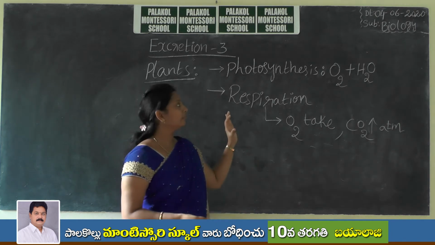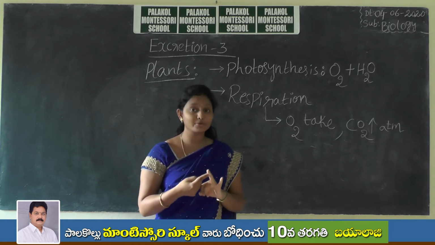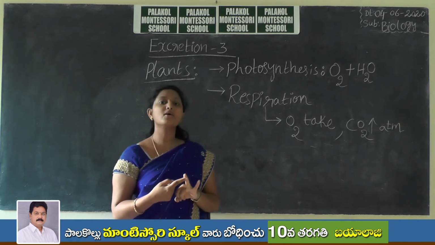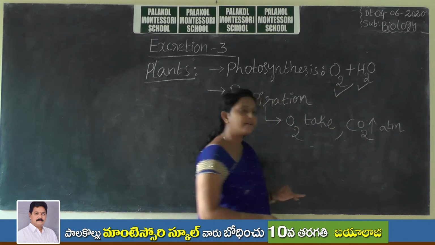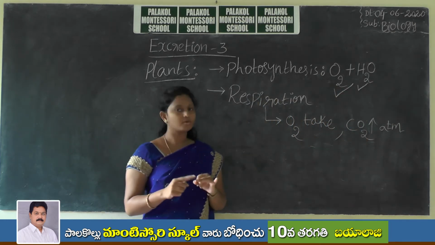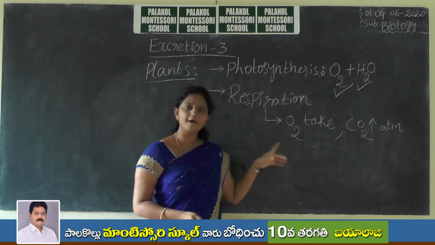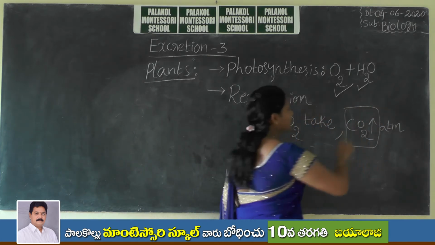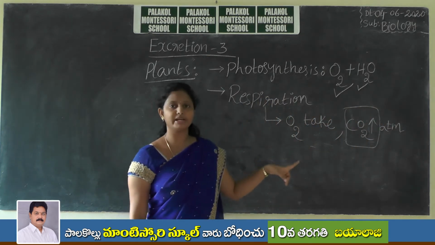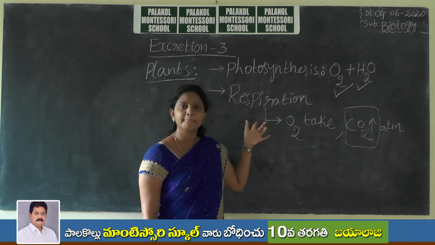So here we got 2 points. The excretory products of photosynthesis are oxygen and water. But the excretory product of respiration is CO2. Okay, CO2, it is very important. Don't confuse photosynthesis with respiration.